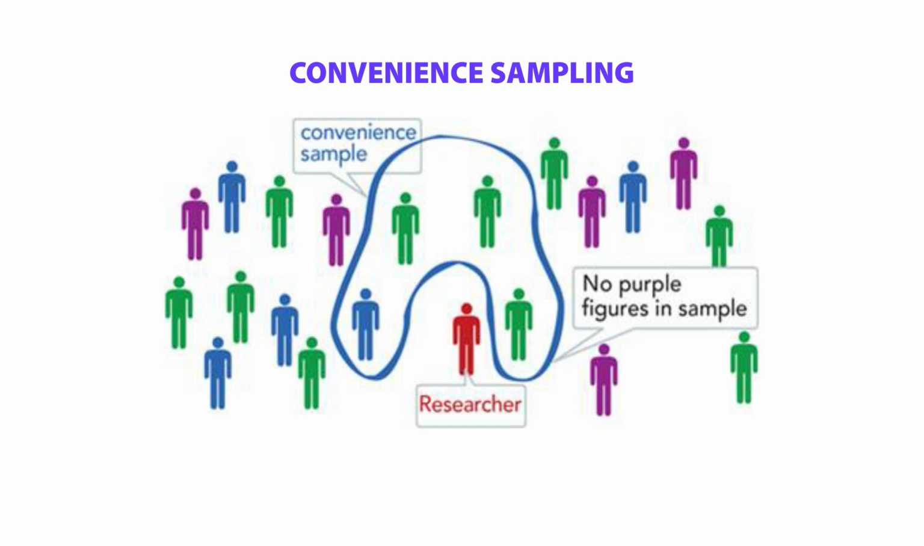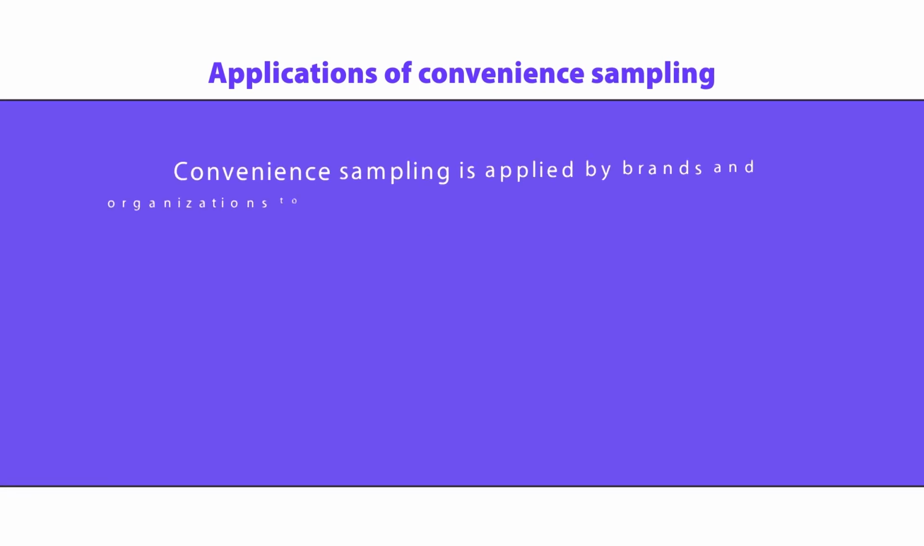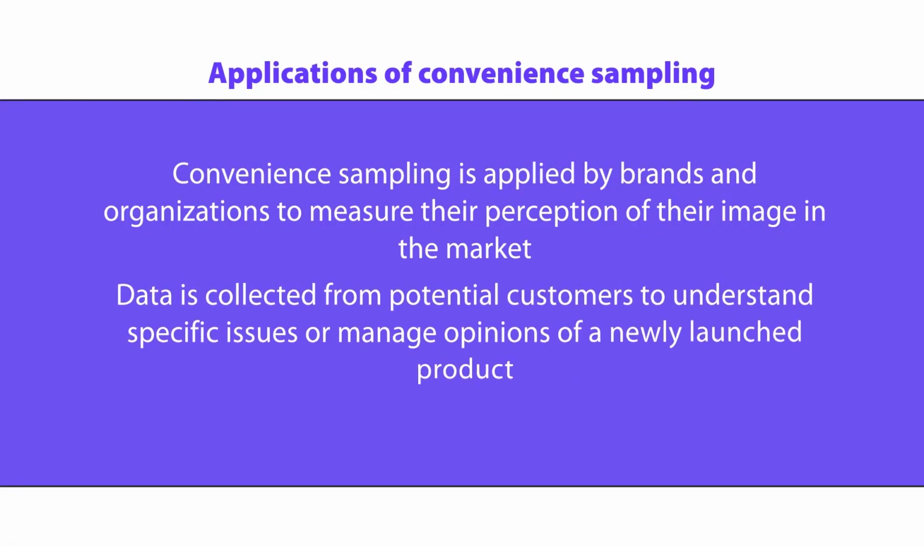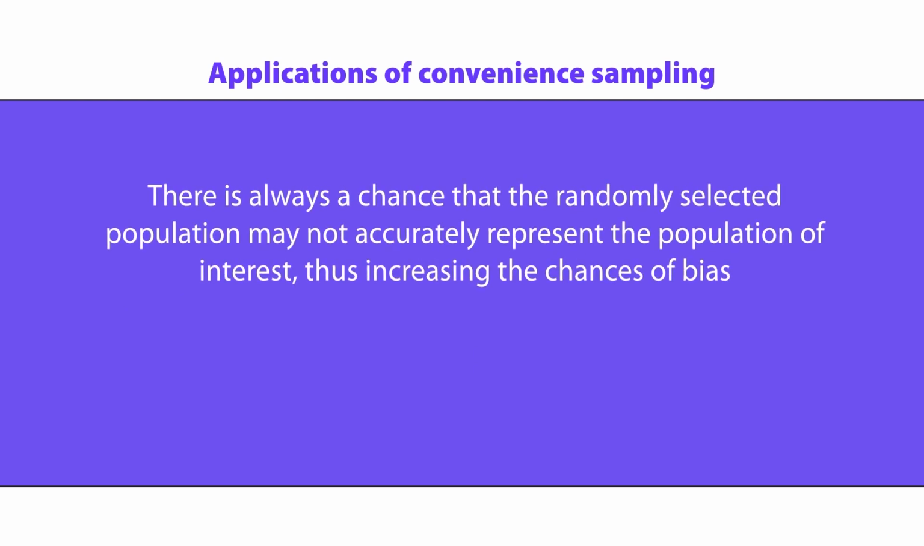Again, what I mean to say is that non-random sampling is quite biased in nature, because it is about convenience. You select any member of the population who is conveniently and readily available, and there are certain applications of convenience sampling. It is applied by brands and organizations to measure their perception of the image in the market. That is very true, because they can know about brand loyalty, and the usage or behavior of consumers vis-a-vis a particular product. Data is collected from potential customers to understand specific issues. There is always a chance that a randomly selected population may not accurately represent the population of interest, thus increasing the chance of bias.